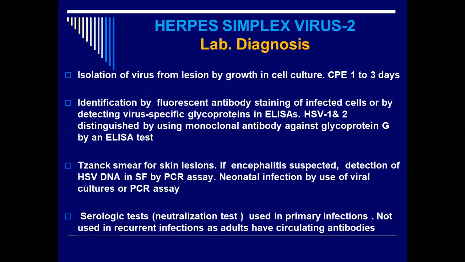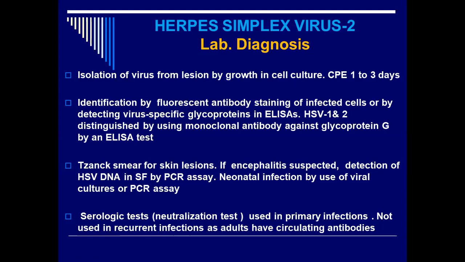Now, the lab diagnosis of herpes simplex depends upon isolation of the virus from the lesions, or by growing it in cell culture, where we can see the cytopathic effect, the CPE, within 1 to 3 days. As I told you, cell culture is not normally adopted in routine microbiology laboratories. We have to go to a specialized reference laboratory for this culture.